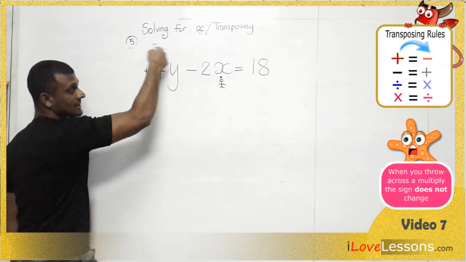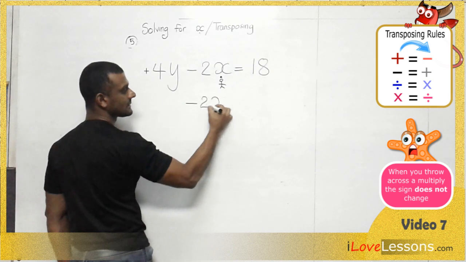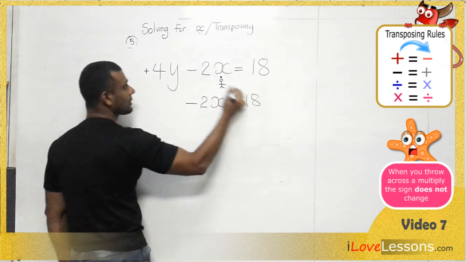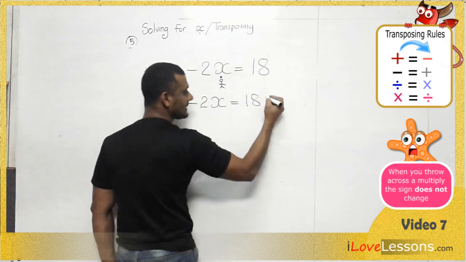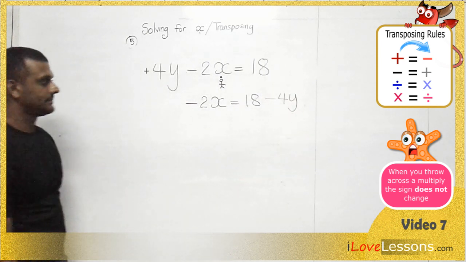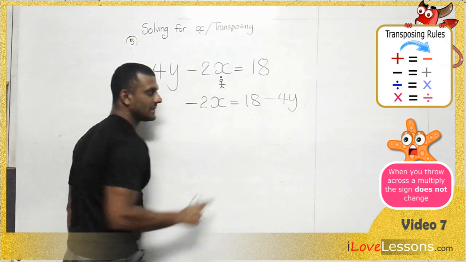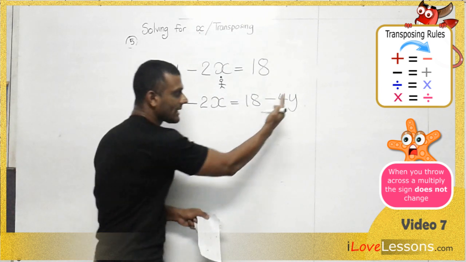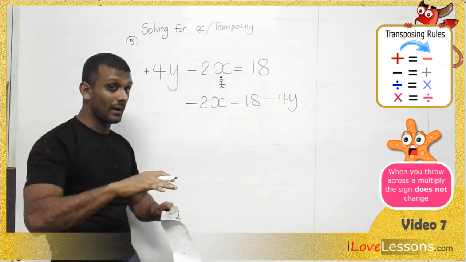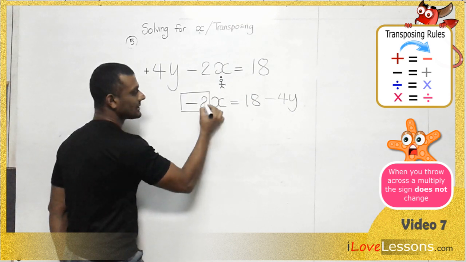So who are you going to throw across first? The positive 4y. So it might look something like this. Throw across positive 4y, you get minus 4y. Positive changes to negative. It is impossible to squish those two together because one has a y and one doesn't have a y. Leave it separate. Now it's time to ask your friend to go across.